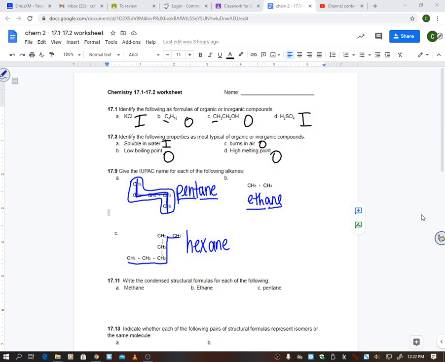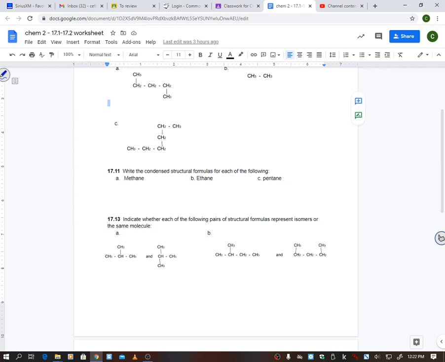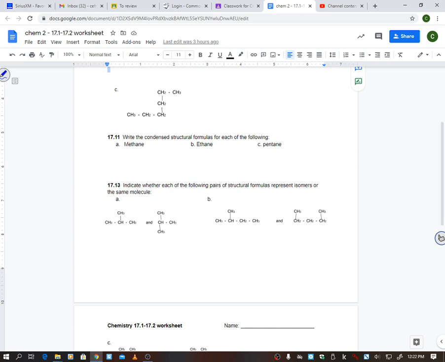All right, so now 17.11. Write the condensed structural formulas for each of the following. So methane is literally just CH4. Meth means 1, so you have 1 carbon. Ethane is 2, so you are going to have, well here, I'm going to do this first. So ethane is 2, so you could do this. And now remember, each carbon has to have 4 lines around it. So it's going to be CH3, I'm going to have 1, 2, 3, CH3.